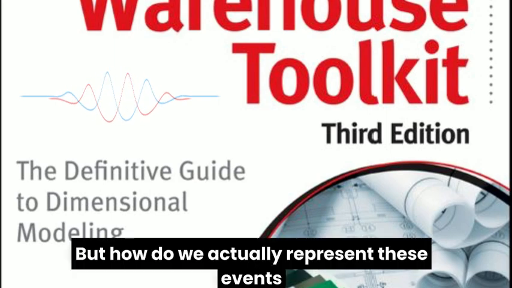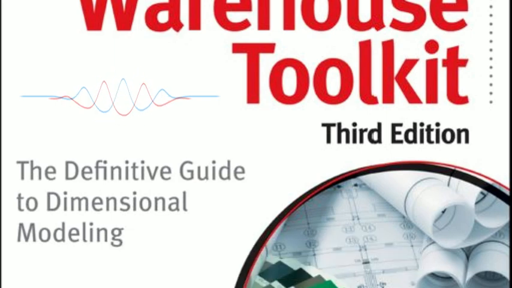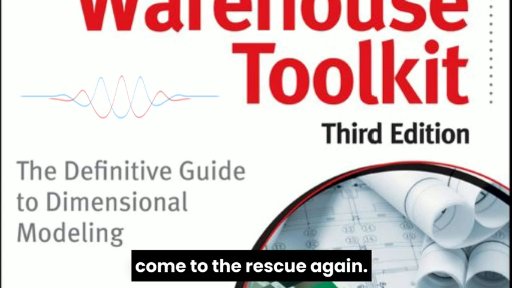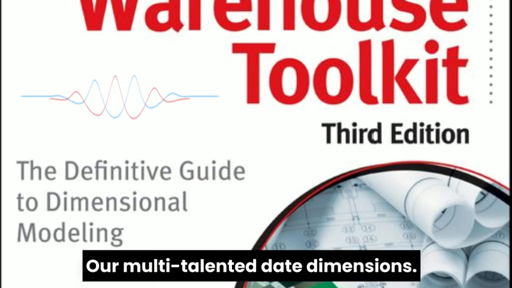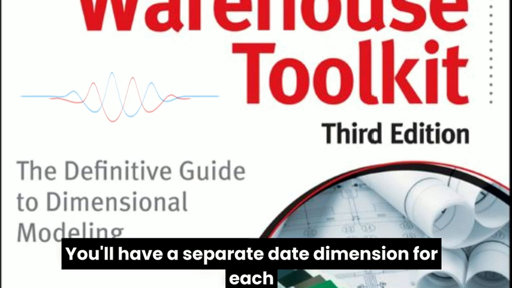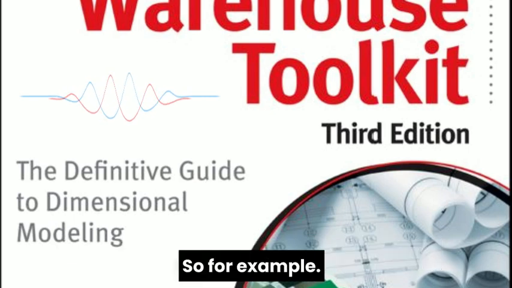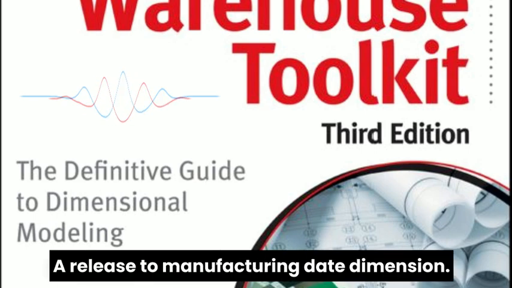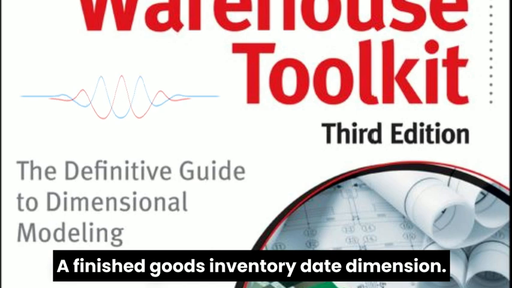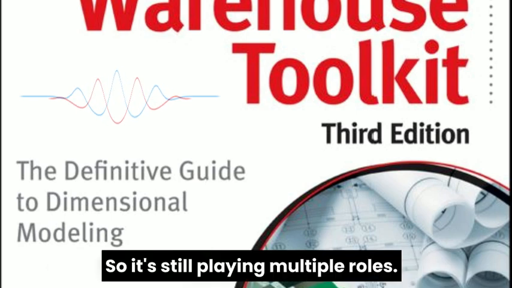But how do we actually represent these events in the fact table? Well, this is where our trusty date dimensions come to the rescue again. The date dimensions are back. They are. Our multi-talented date dimensions. Exactly. You'll have a separate date dimension for each milestone. So, for example, you might have an order date dimension, a release to manufacturing date dimension, a finished goods inventory date dimension. So it's still playing multiple roles.